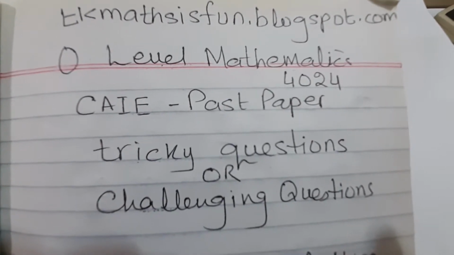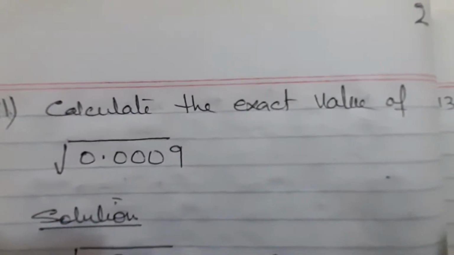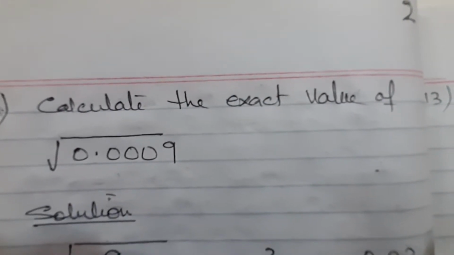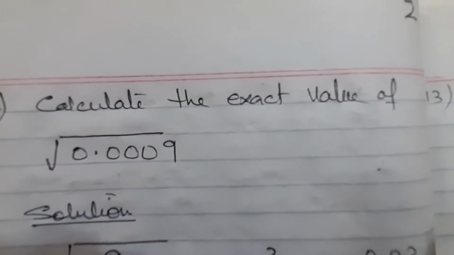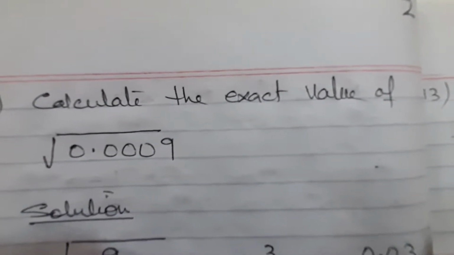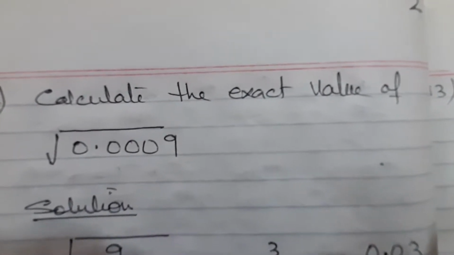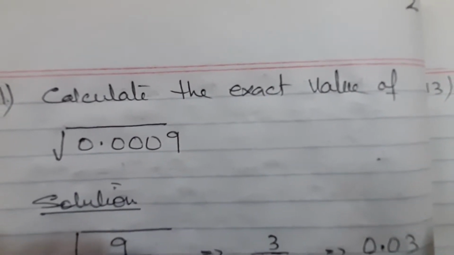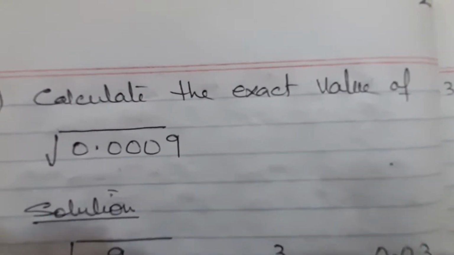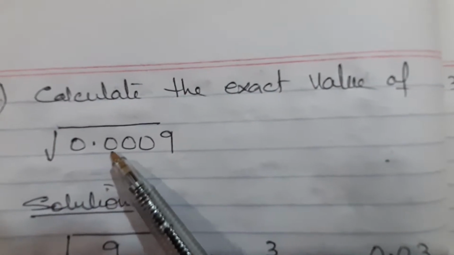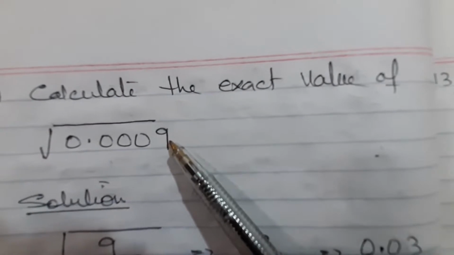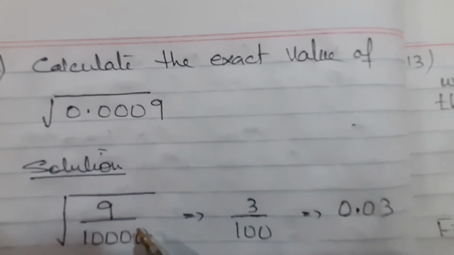So let's start with question number 11. Question 11 is asking to find the root of 0.0009. Because the understanding of every student is different, some people find this very tricky. The easy way to figure it out is to change this decimal into a fraction. If you don't know how to do that, see how many digits there are after the decimal: 1, 2, 3, 4. So in fraction it will be 9 over 10,000.